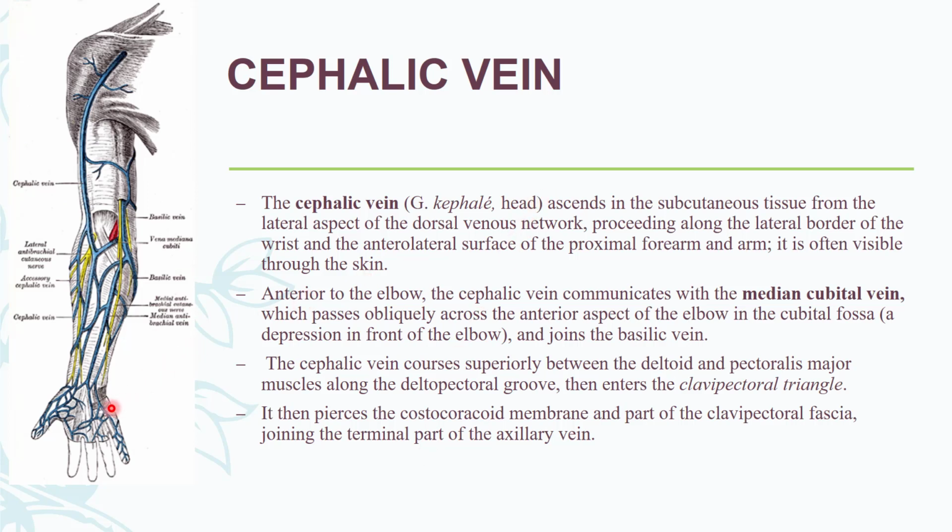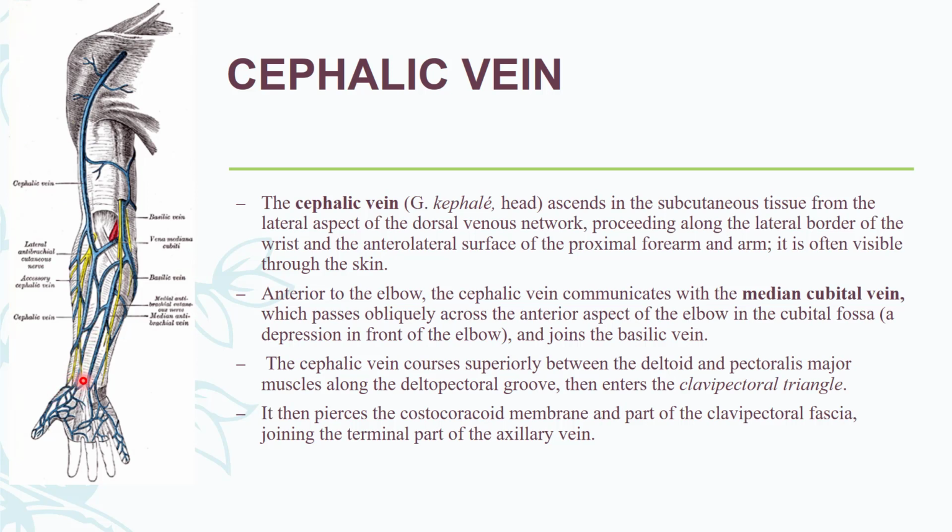It ascends in the subcutaneous tissue. See here in this diagram, it ascends in the subcutaneous tissue from the lateral aspect of the dorsal venous arch. Here in this diagram, they have shown the palm. There is the dorsal venous arch on the dorsum of the hand, which gives origin to the cephalic vein. It proceeds along the lateral border of the wrist.